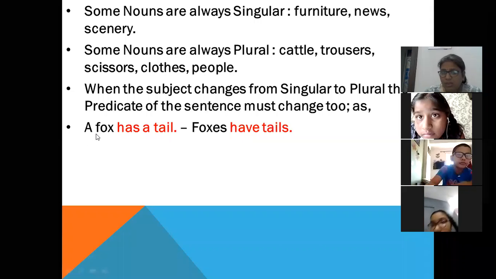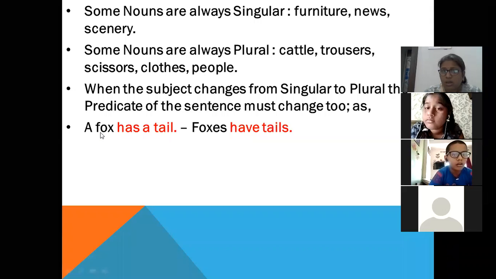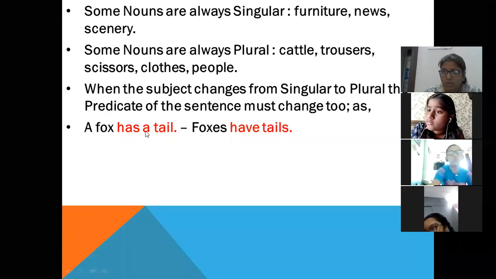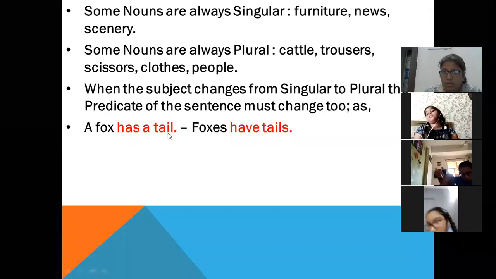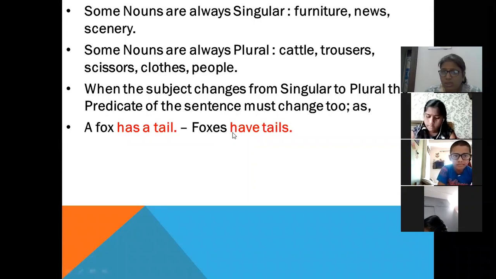So when I am changing the subject into plural, how am I changing? A fox is becoming foxes. So now this is the predicate. So this must also change. This should also be changed. So what will it become? It will become foxes have tails. So here the subject is changed and the predicate is also changed.